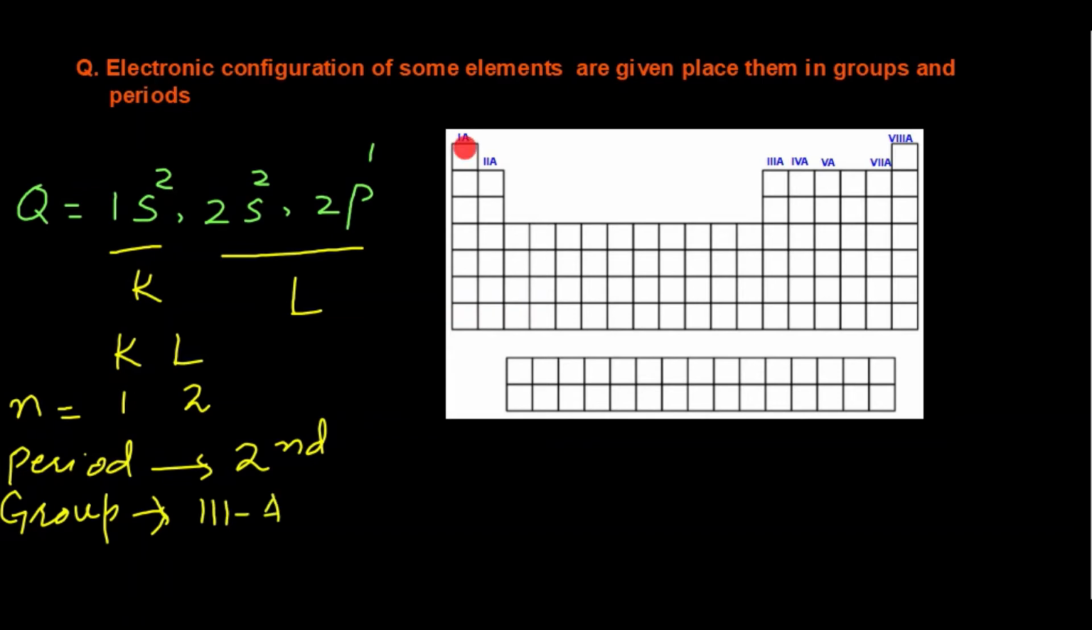Now we will mention the position of this element in the periodic table. Here we can notice where is the second period. This is the first period and this is the second period. And where is the group 3A? This is group 3A. Second period and group 3A. So the position of Q is here. We have in group 3A, Q is present. So we write Q here.